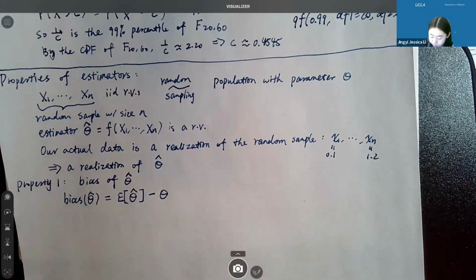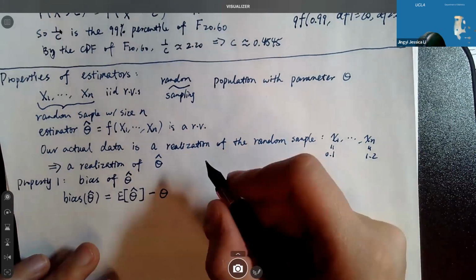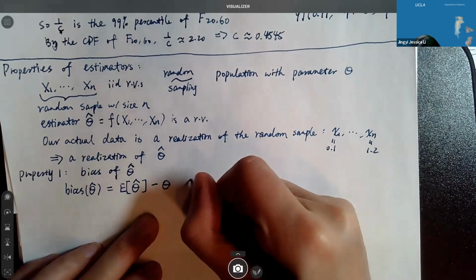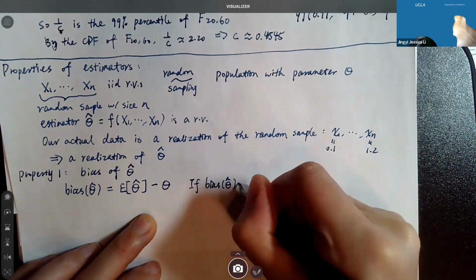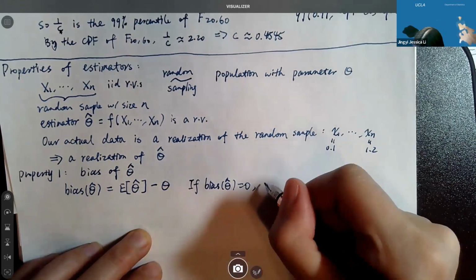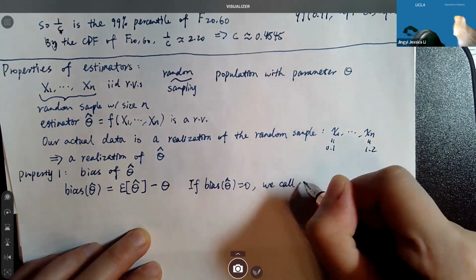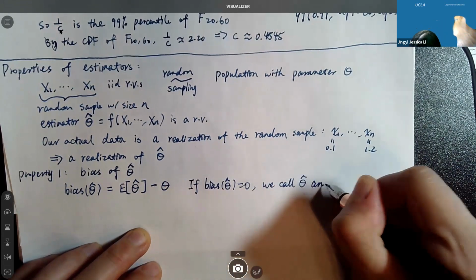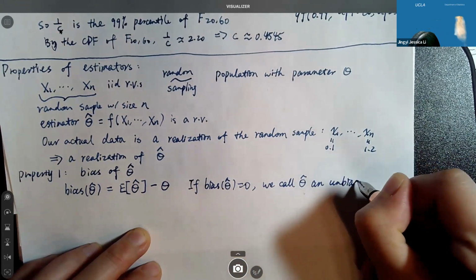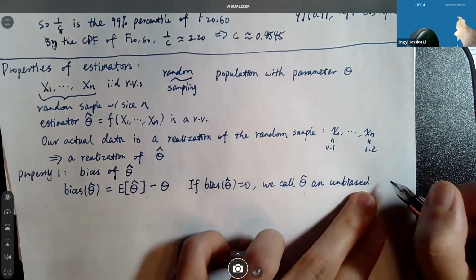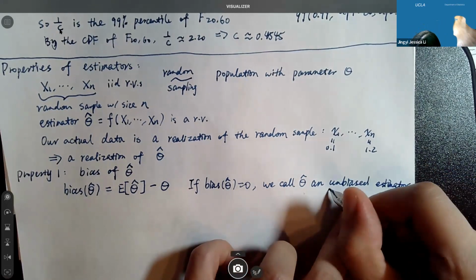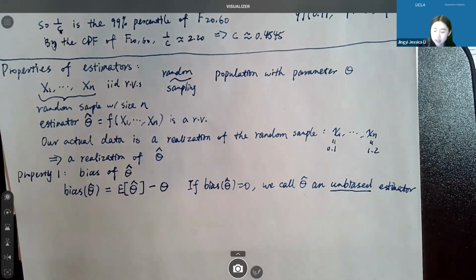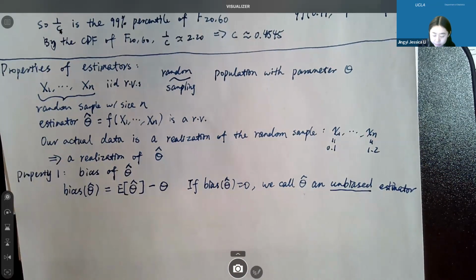It's a fixed number. So following the definition of bias, we can say that if the bias of theta hat is equal to 0, we would call theta hat an unbiased estimator. This unbiased estimator definition is crucial, so you will see it a lot in statistical discussions. Okay, so what does unbiased mean?